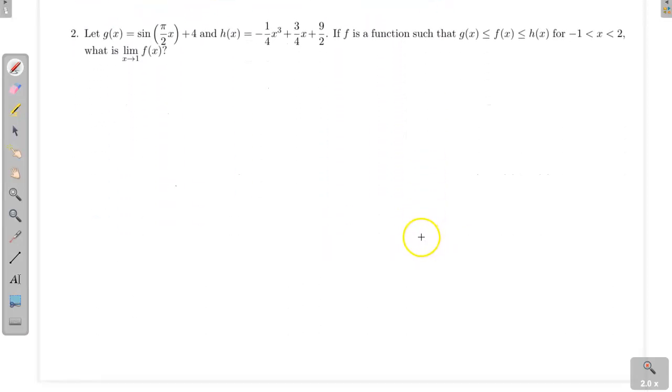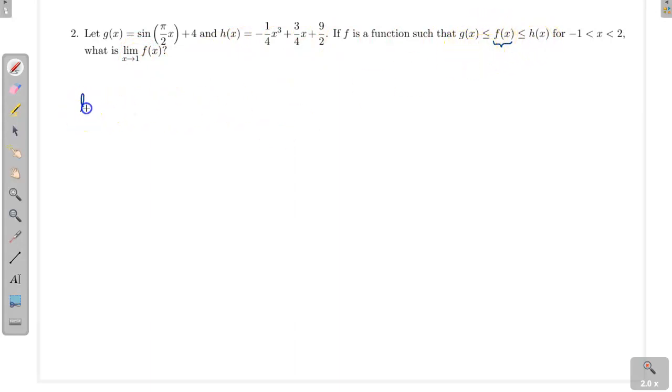All right, so here's question 2 of the squeeze theorem. This is more the way it's asked on the AP test. Something like they give you a g function, they give you an h function, and they say we're trying to figure out some function about f, which is in between those two. We want to find the limit as x approaches 1. So from what we just saw with the squeeze theorem, if these bounding functions, g and h, approach the same number, then f has to also be the same number.